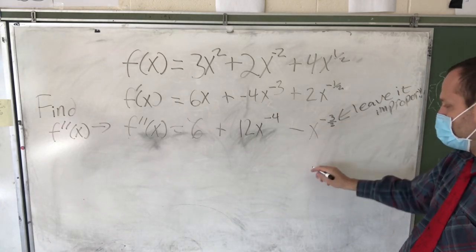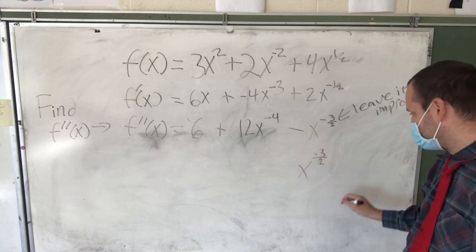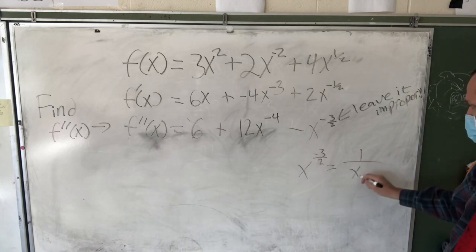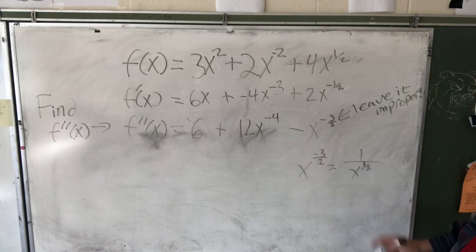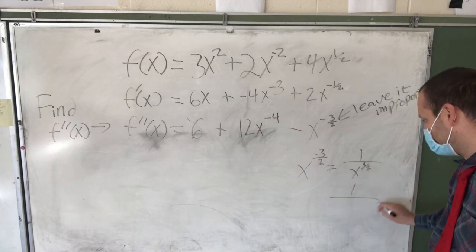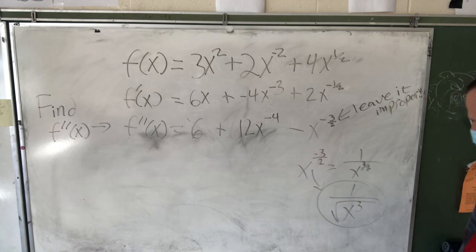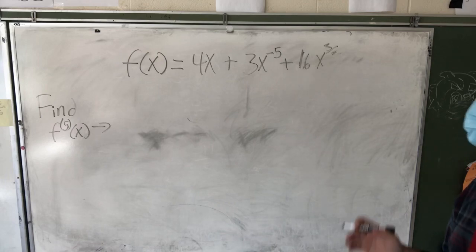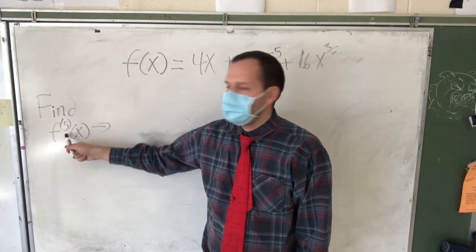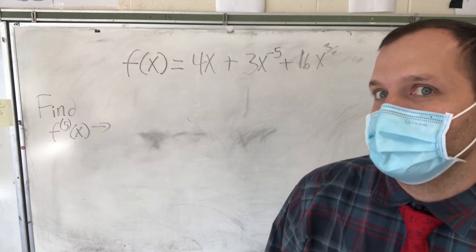Because this means, with the negative, if you have x to the negative 3/2, the negative means that it's over 1, so it's reciprocated. So it's 1 over x to the 3/2. The 3 is an exponent. The 2 means it's square rooted. So you've got 1 over the square root of x cubed. Okay, that's what that means. So we just leave it as an improper exponent. All right, give this one a quick try. We want to find the fifth derivative of this function, 4x plus 3x to the negative fifth plus 16x to the 3/2. On your mark, get set, go.